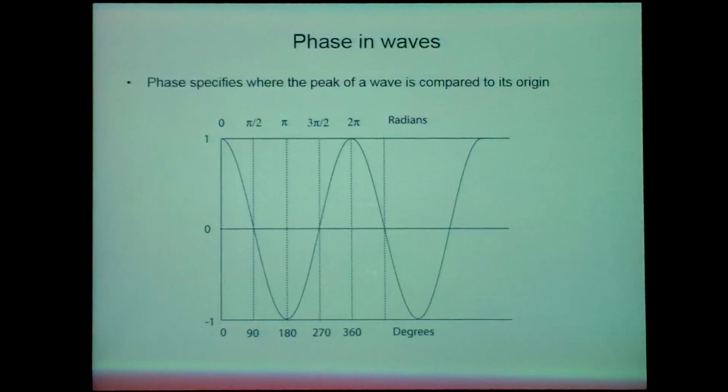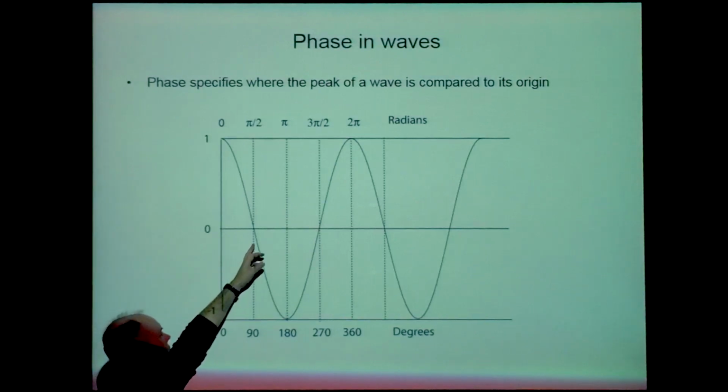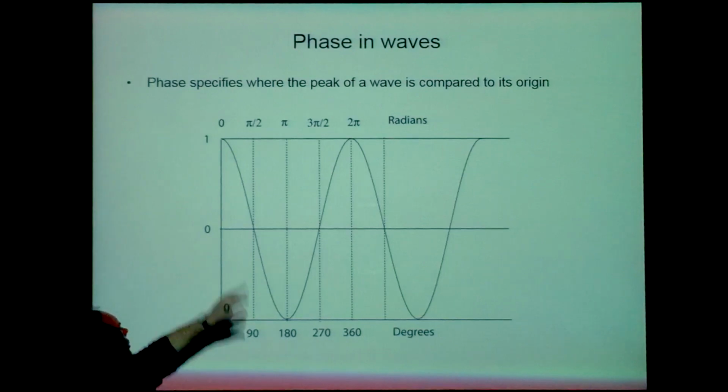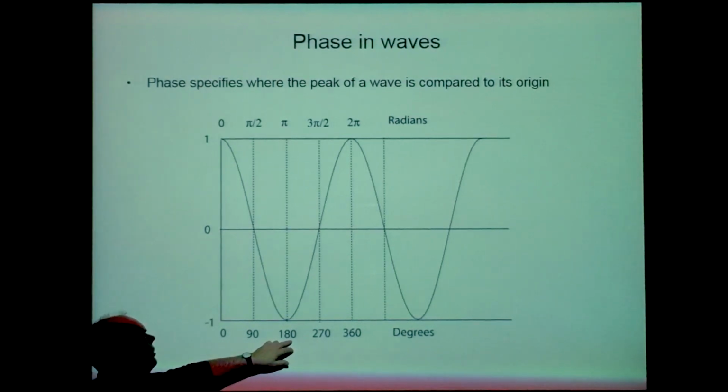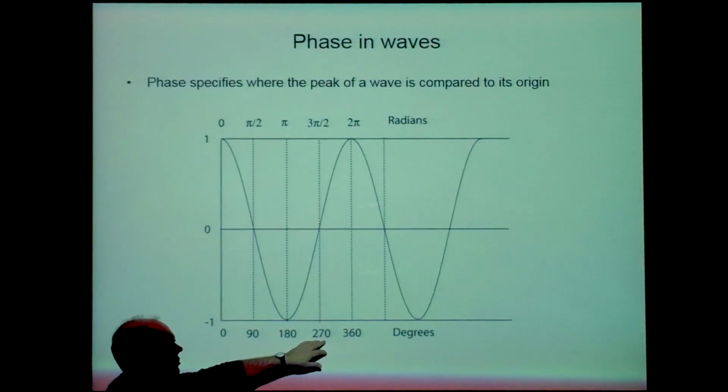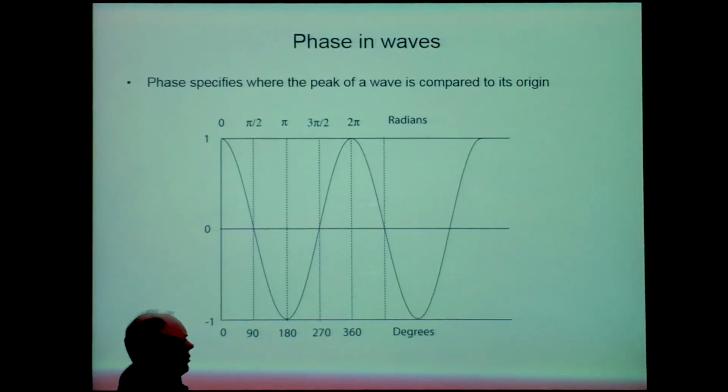I mentioned this on the diagram before. Phase specifies where the peak of the wave is compared to its origin. So this is the cosine wave here, it has a peak at 0. This at the top is the phase in radians, and pi over 2 is equal to 90 degrees, pi is equal to 180 degrees, 3 pi over 2 is 270 degrees, and 2 pi is 360 degrees. And pi comes in useful because it makes the mathematical notation very easy later on.